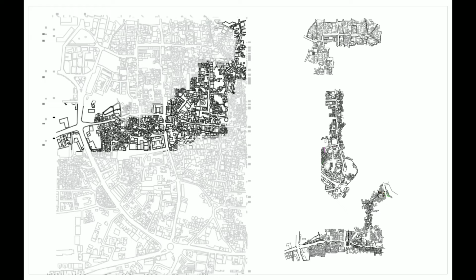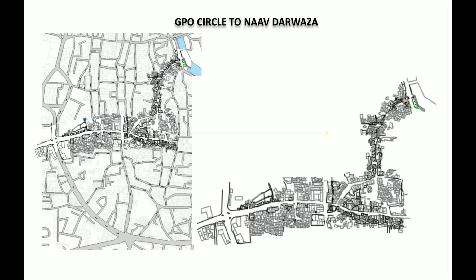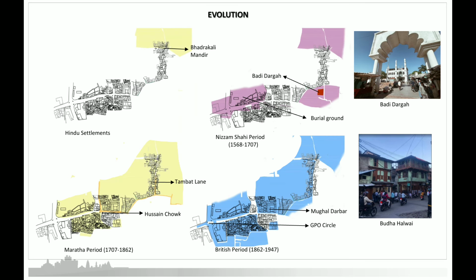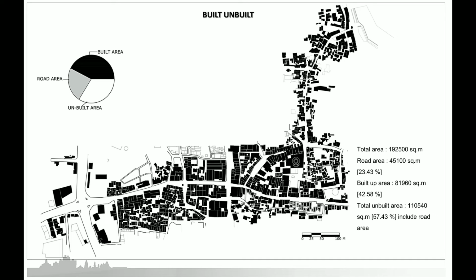multiple layers. These layers include study of area from GPO circle to Now Darwaza, which was given to group number 1, whose design proposal theme is ceremonial corridor. These layers are as follows. Topography. Through contour analysis, we tried to study slopes on site for the water drainage and how that area is developed till now. Built and unbuilt layer.